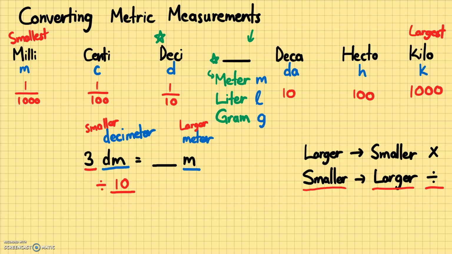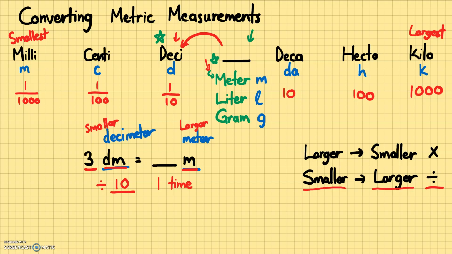That's the thing with metric measurements. It's always going to be 10, but sometimes you need to divide by 10 more than one time. And how many times you divide by 10 depends on how far away the two units are on our chart. Decimeter is right here, meter is right here. How far apart are they? They're just one step apart. So we're just going to be dividing by 10 one time.